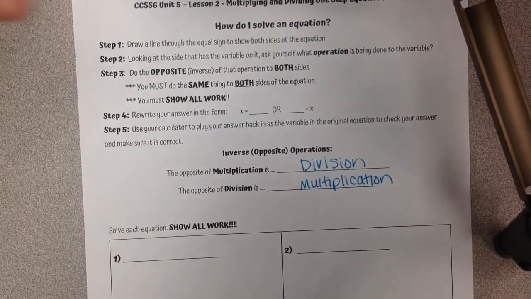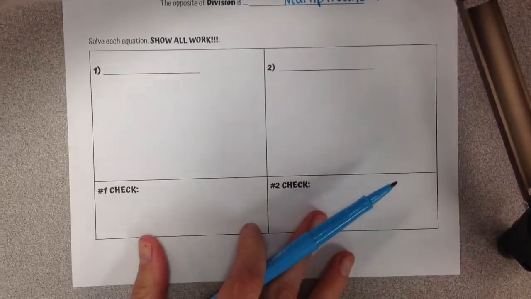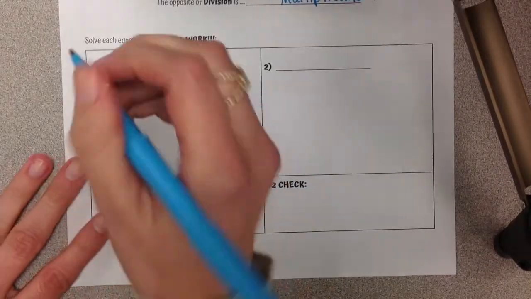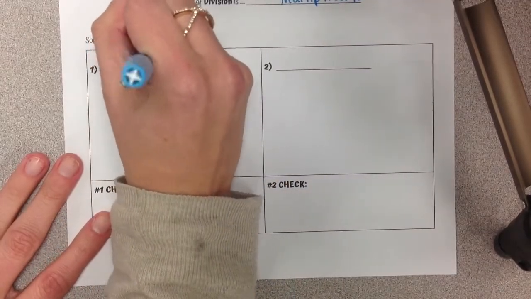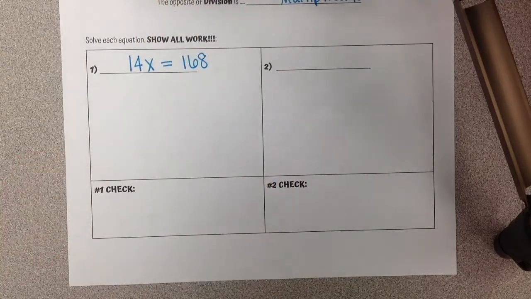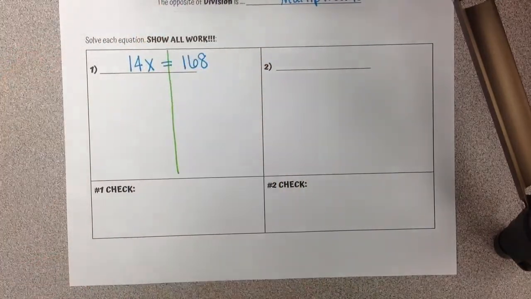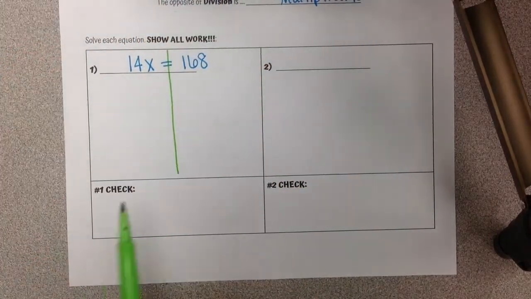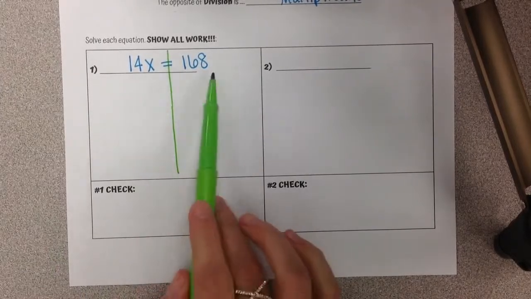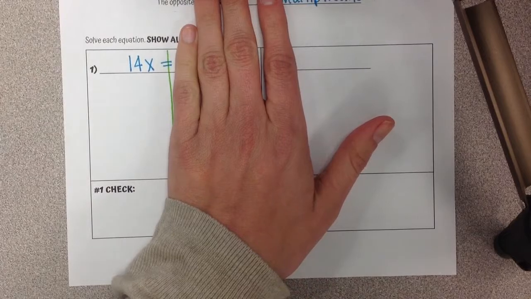So let's look at example 1. Number 1, we've got 14x equals 168. So again, first step should be to draw your line down the middle of the equal sign. Second thing we're looking for is which side, left or right, is our variable on. In this case, it's on the left side.